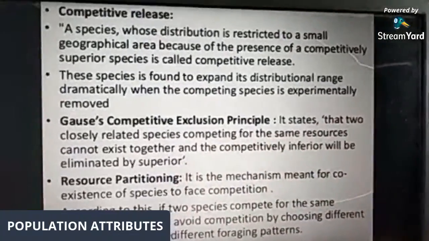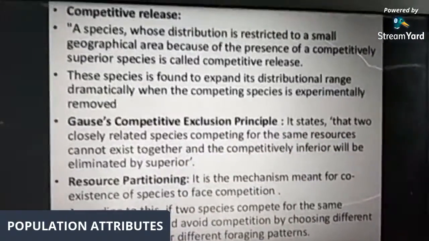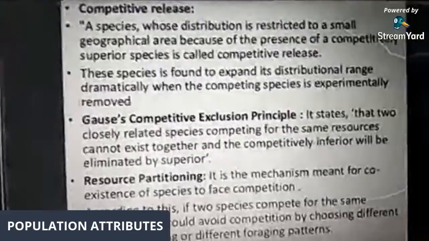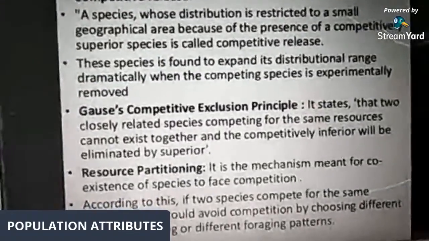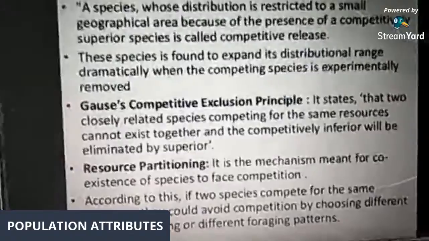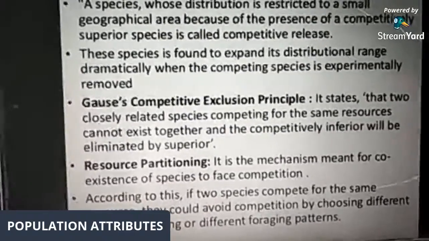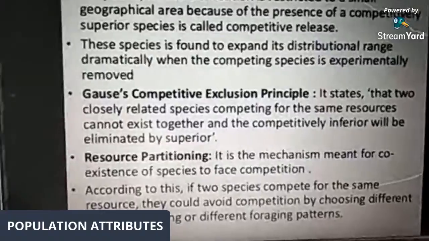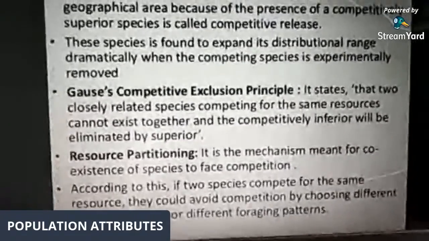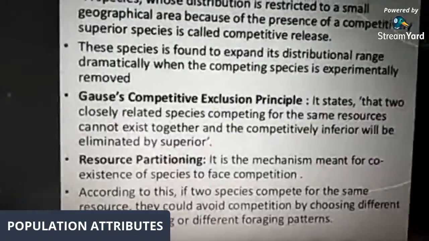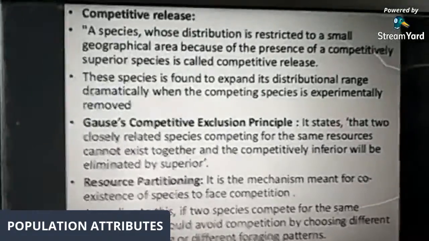So when we are not able to fight against another species, at that time our distribution is restricted to a small geographical area. But when our competitor is experimentally removed, at that time what happens? That kind of species is found to expand its distributional range dramatically. So this is the basic thing of competitive release.